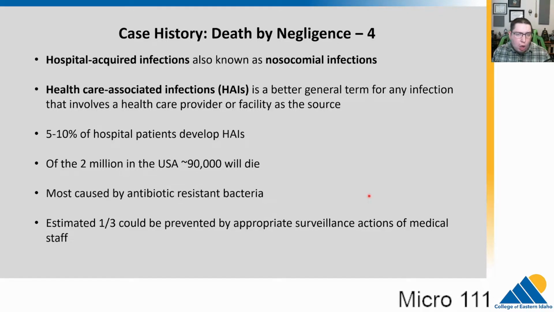Most of these are being caused by antibiotic-resistant strains of bacteria. So obviously, people with antibiotic-resistant strains of bacteria tend to go to hospitals because they can't just take antibiotics to get better. That can lead to spread in those locations. And unfortunately, it is estimated that 1/3 of these infections could be prevented by appropriate surveillance and actions by medical staff. So we're talking about 30,000 people dying unnecessarily, let's say.